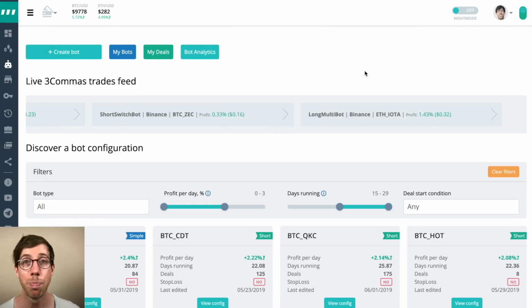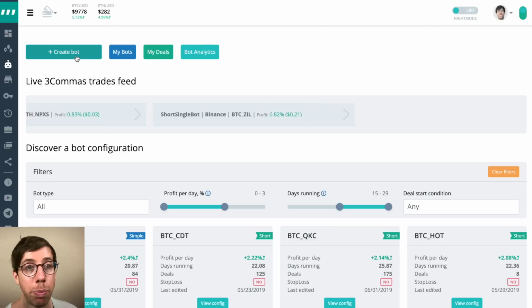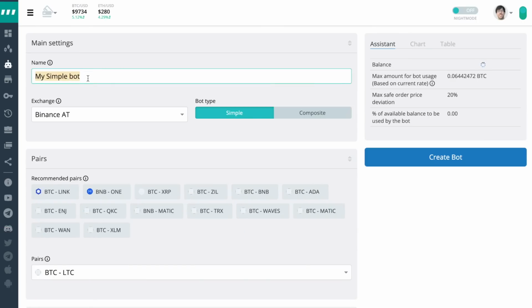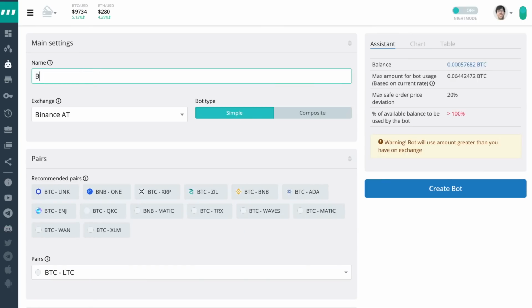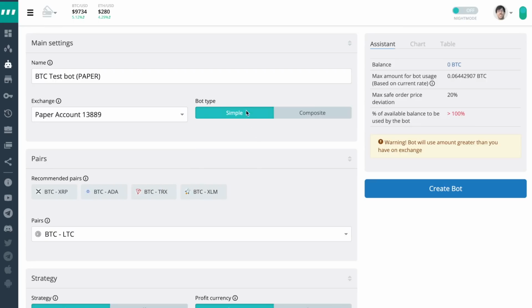So let's look at some bots. We see lots of bots that are performing well, but we're just going to go ahead and make our own bot because, well, now's the time to experiment, right? We have this play money, this monopoly money to use. So we're going to call this our BTC test bot for paper, and we're going to use our paper account. And we can choose our bot type.